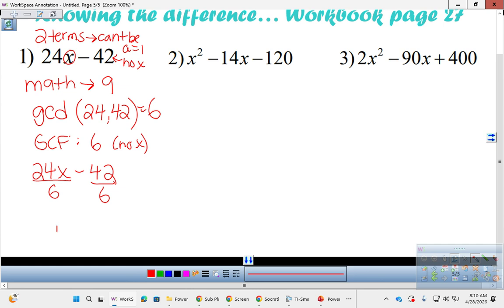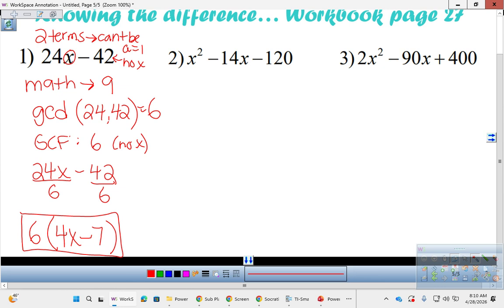24 divided by 6 is 4. The x's don't cancel out, they just stay. And negative 42 divided by 6 is negative 7. And you are undistributing it, which means it goes to the front of the parentheses. So just a refresher from what we did on Friday, that's how you factor out a GCF.